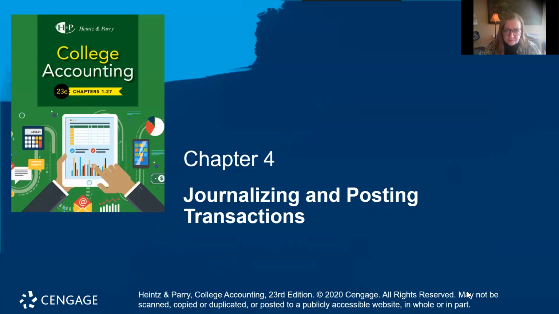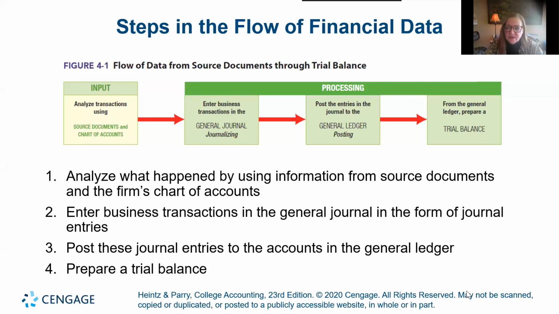Okay, so the first thing we'll talk about is the steps to the flow of the accounting of the financial data. Basically you have steps that are very similar to the steps you have to take to get things recorded in the system. It's like what we talked about with the steps of the accounting process. It starts with you analyze what just happened in the company, and then you make a journal entry to record it.